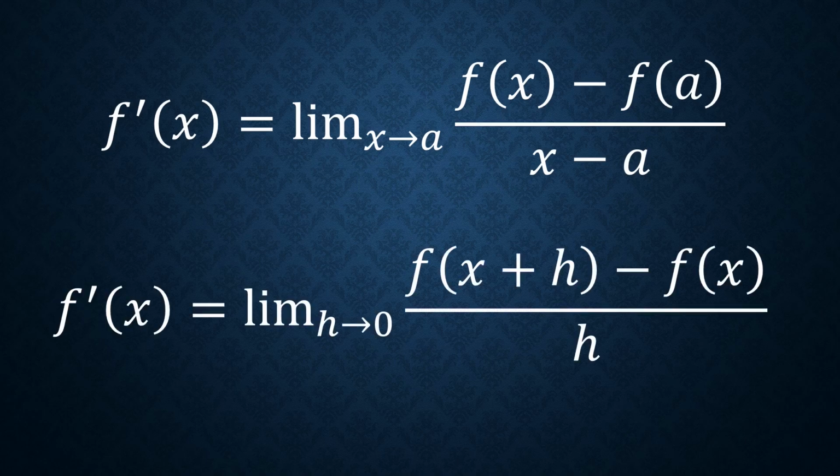So another way to write this is using h. We have a limit as h approaches 0 of f of x plus h minus f of x divided by h. So you're replacing the x minus a with h, which is the difference between our x value and another x value. So we want to find the limit as that approaches 0. And we can use this definition to find the derivative of a function.